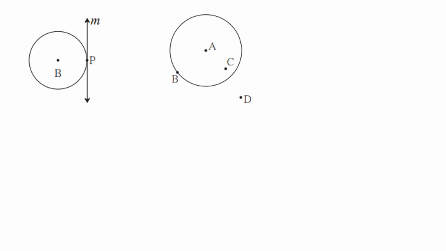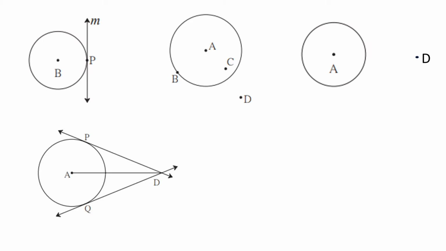Now point C lies in the interior of the circle in this diagram. So think over it. Can you draw tangents to the circle through point C? We cannot draw a tangent to the circle through point C. Now here A is the center of the circle. Point D is outside the circle, which means point D is in the exterior of the circle. Can you draw a tangent to the circle through point D? Yes, we can draw a tangent to the circle through point D. So how many such tangents are possible?